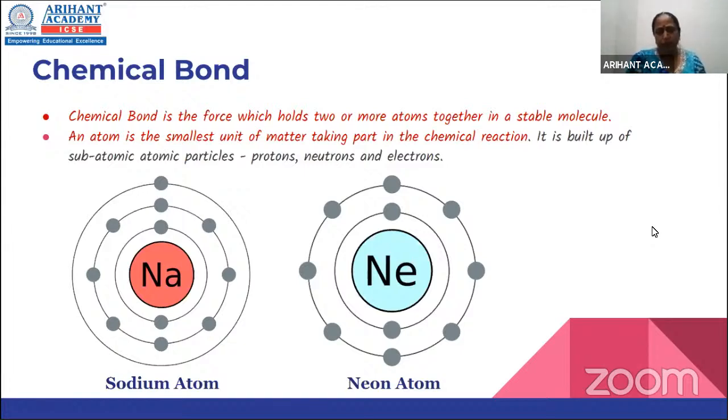So let us compare an atom of sodium with an atom of neon. Sodium is a metal. It has electronic configuration 2,8,1. Neon is 2,8. Now what happens when you look at this? Sodium would want to become like neon. Everyone likes stability. Similarly, the elements also want to be stable. So sodium will give up 1 electron and take on the electronic configuration of neon.